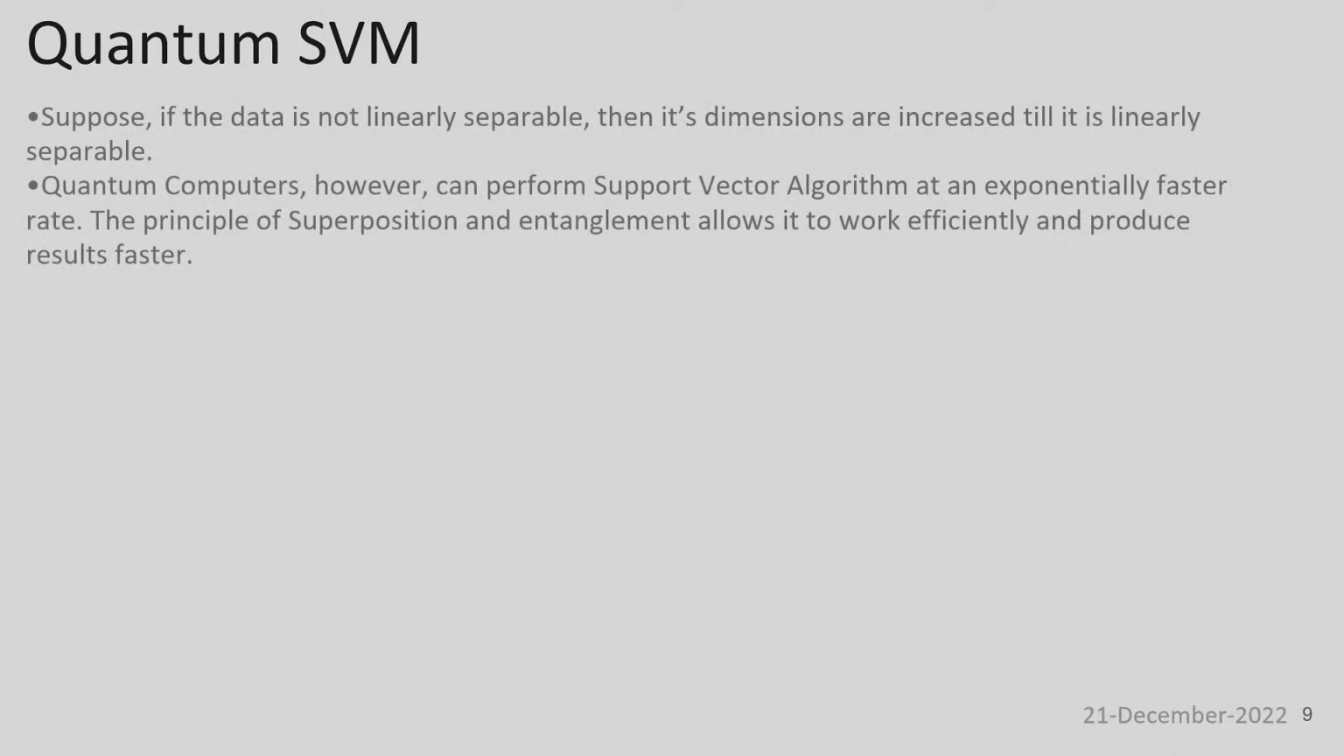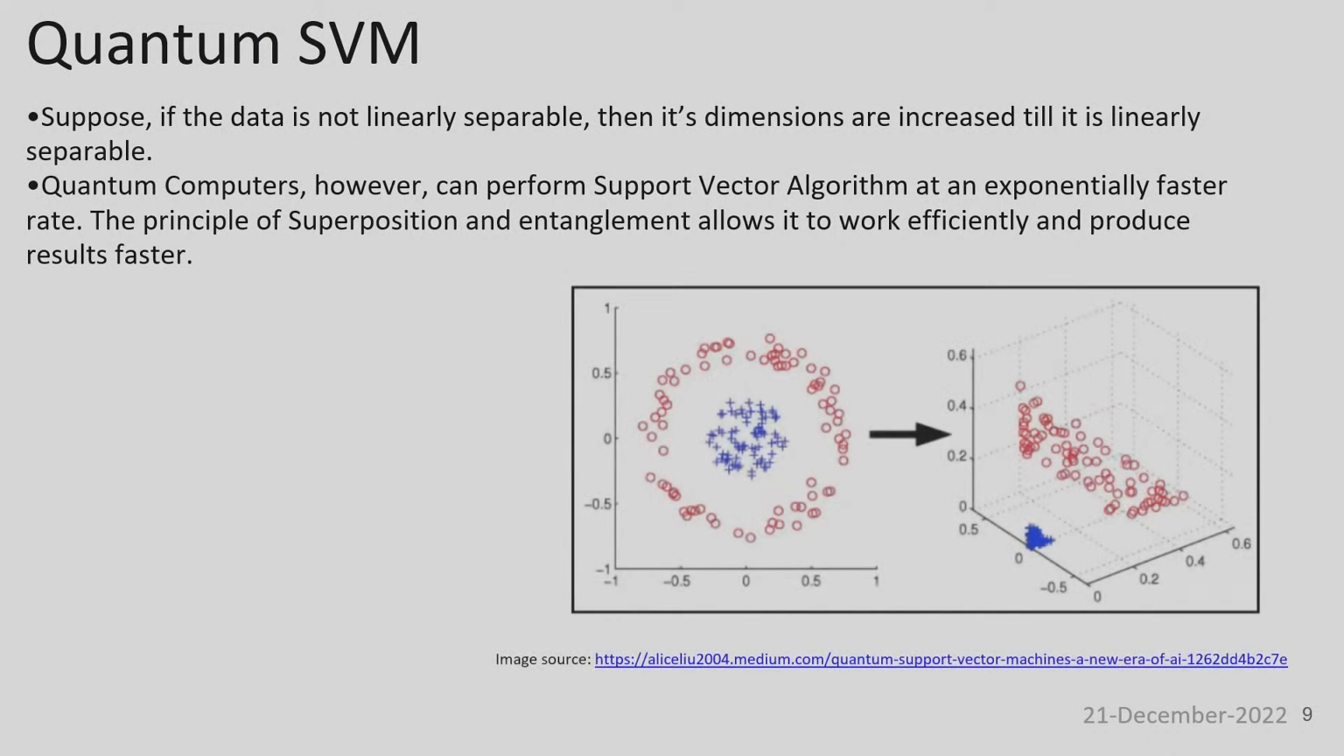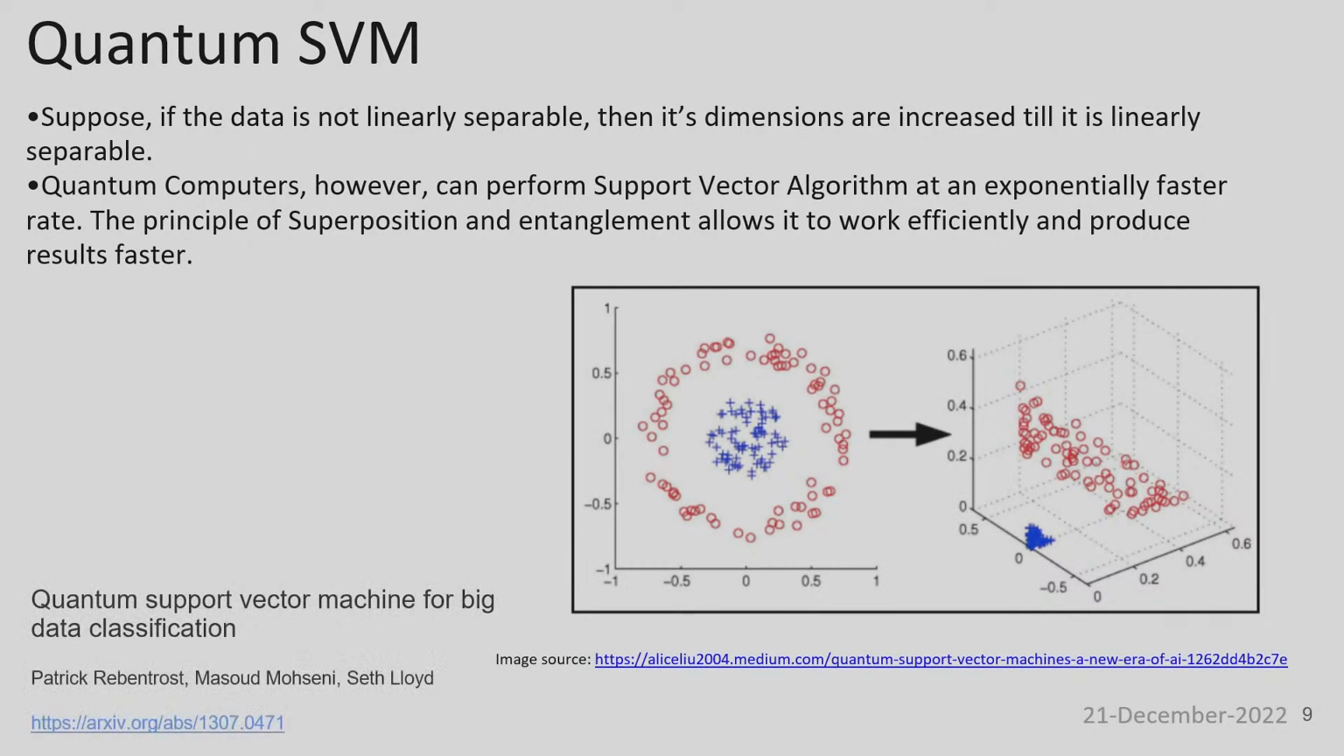So that's where quantum SVM kicks in. The dimensionality can increase, and it solves the problem. So here we can see the classes, it's not possible to draw a line that can classify both of these data.